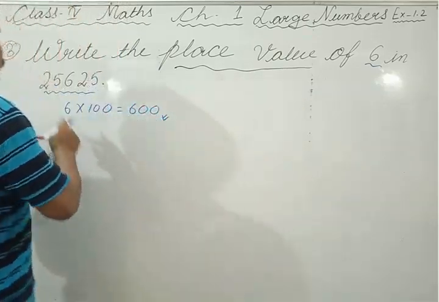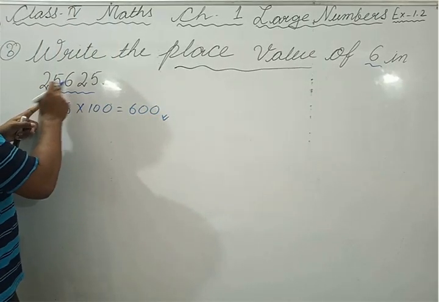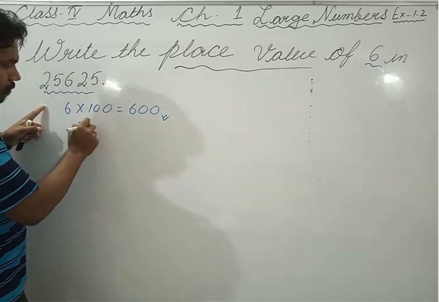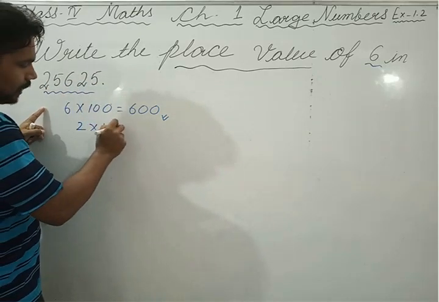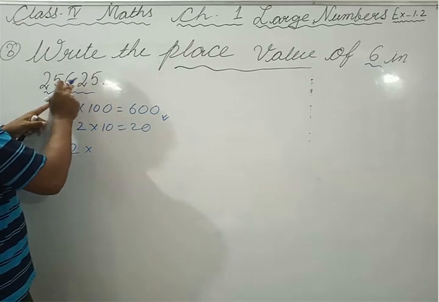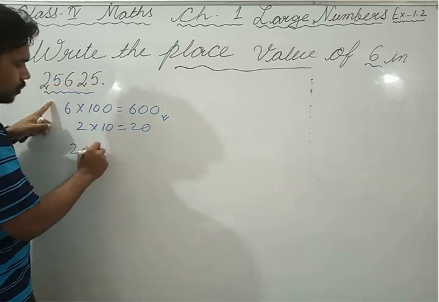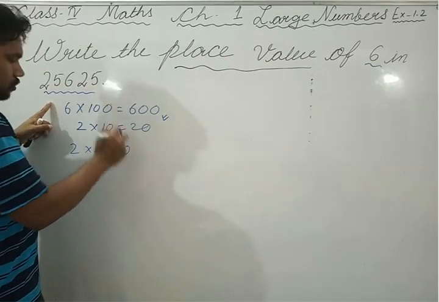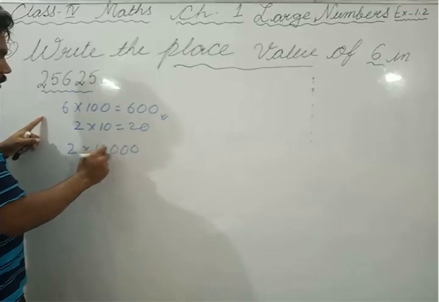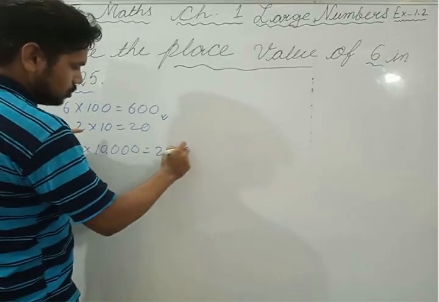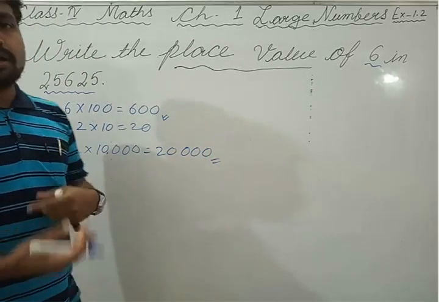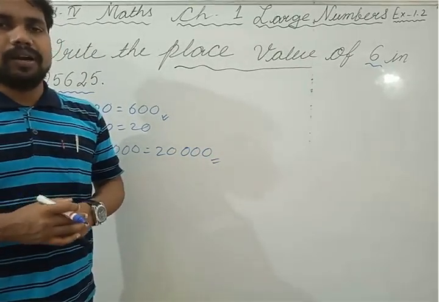For example, we can ask the place value of 2 in this number. So 2, there are two digit number. So 2 multiplied by the place, which is 10, so 20. Another 2 will be 2 multiplied by the place: 1, 10, 100, thousands, 10,000s. So it will be 20,000. So this is how you can write the place value of a particular number.